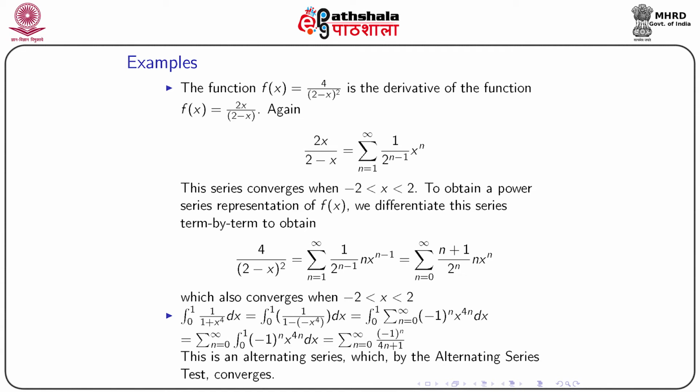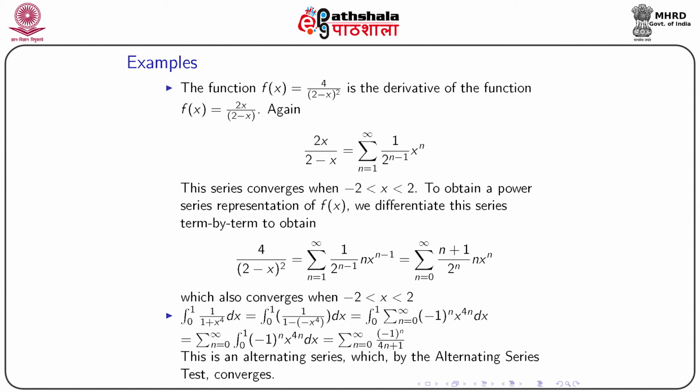To obtain a power series representation of f(x), we differentiate this series term by term, and we can find that 4 over (2 minus x) squared is equal to, if I take the differentiation of the term 1 over 2 to the power n minus 1 with respect to x, it will be n times x to the power n minus 1. If we take n minus 1 as n and change the suffix, it will be the sum over n from 0 to infinity of (n plus 1) by 2 to the power n times x to the power n, and this series also converges whenever mod x is less than 2. So this is one example of term by term differentiation.